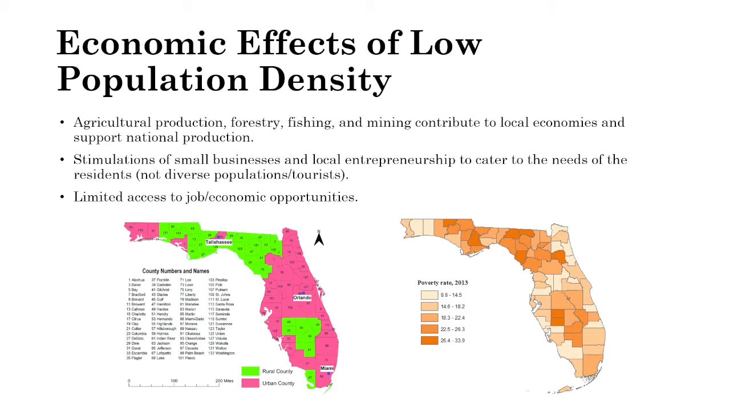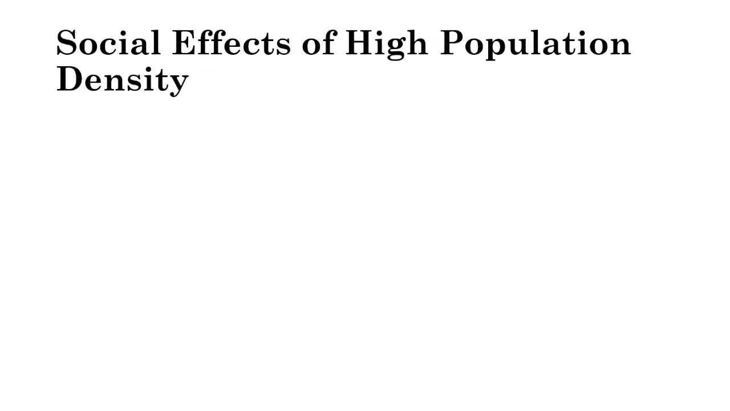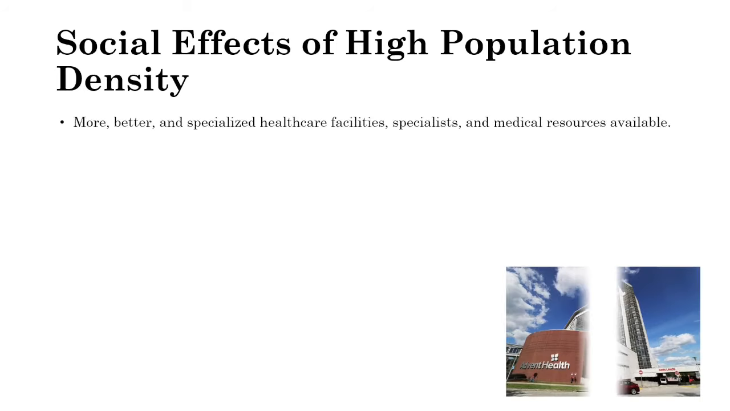But cost of living is also lower in rural areas. So people may not see a need to earn as high of an income. Like look at Tallahassee. That's kind of an outlier in that region on the panhandle. Because, yeah, cost of living is higher, so people are going to need to earn a lot higher to be able to support themselves. Now, what are the social effects of high population density?